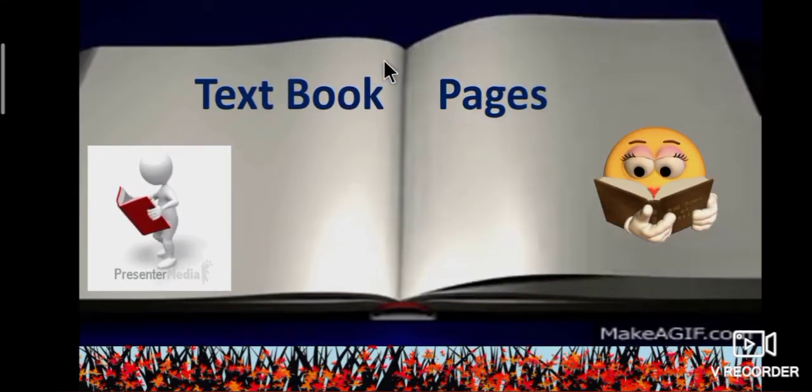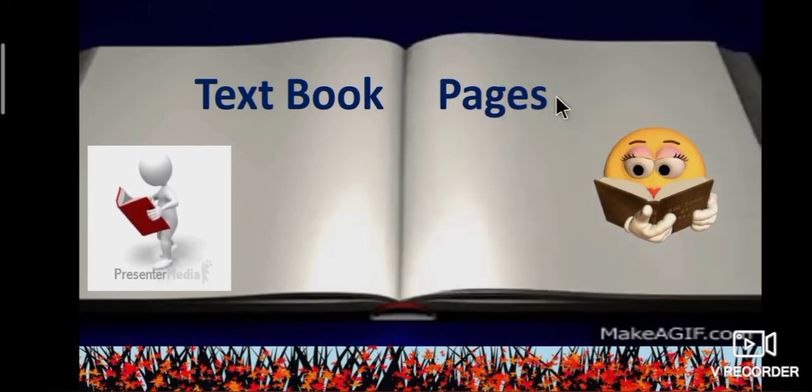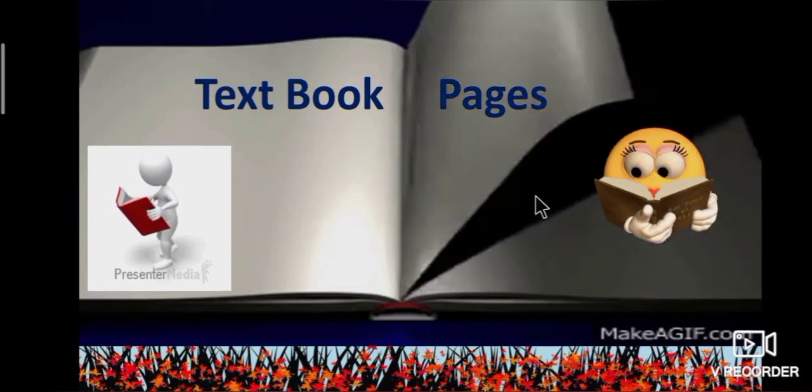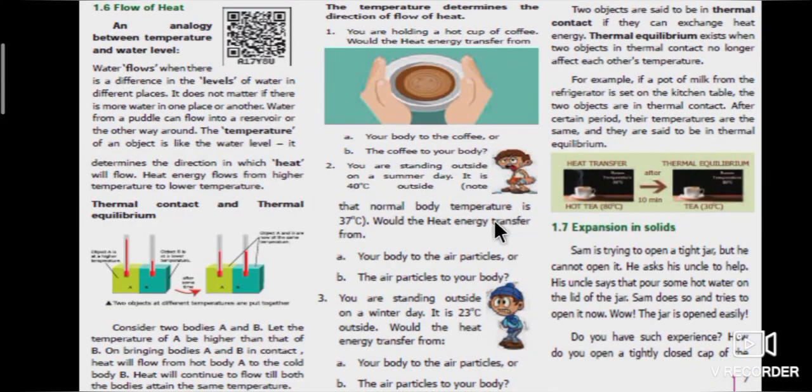Okay students, I hope you all understood about the flow of heat and thermal expansion. Now let's see some textbook pages related to today's topics. Page number 6 and 7 explains about flow of heat, thermal contact and thermal equilibrium. Heat energy flows from higher temperature to lower temperature. Two objects are said to be in thermal contact if they can exchange heat energy. Thermal equilibrium exists when two objects in thermal contact no longer affect each other's temperature.